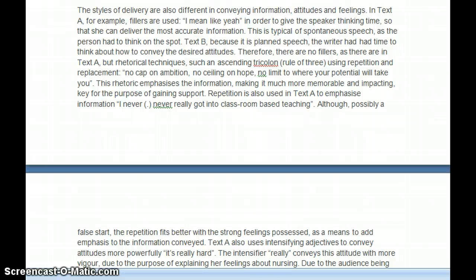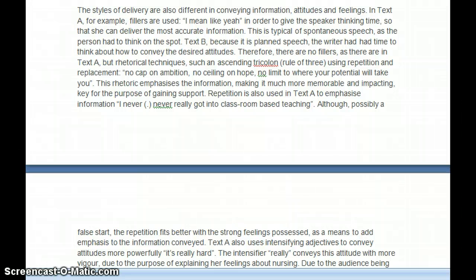No, this is a really general consideration of effect. We know it emphasises, but what is he emphasising? So no cap on ambition, no ceiling on hope, no limit to where your potential will take you. So he's gaining support for his education policy by suggesting and emphasising through the rule of 3 that there will be no ceiling on ambitions, or there will be no lack of opportunity for our young people.